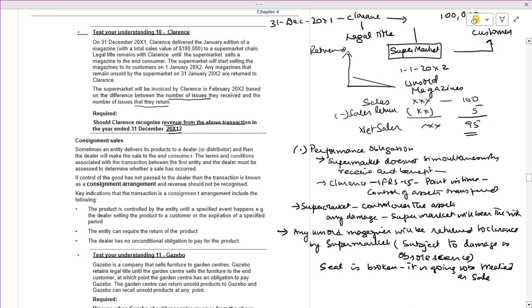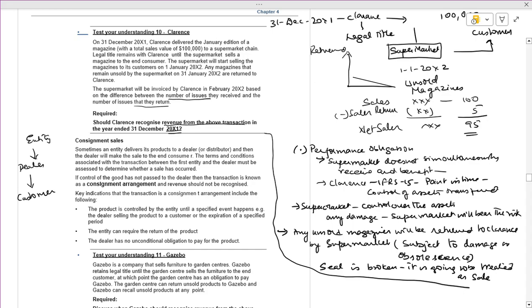See, these are the things which we have to very clearly identify with the concept. Okay, fine. This is with respect to point in time. Sometimes an entity delivers the product to a dealer, and then the dealer will make the sale to the customer. You will have the entity giving it to the dealer, and the dealer will sell to the customer.